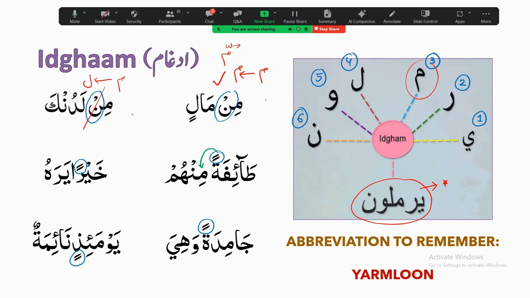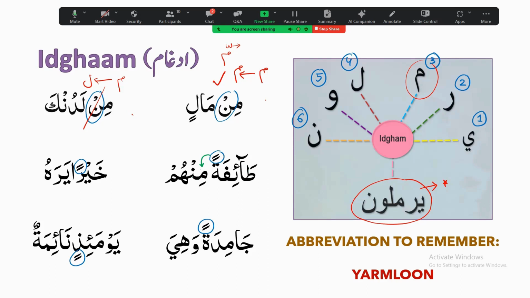Tam. So this way you cannot hear the noon from their noon sakin. Tam. Right? So why did we do this? Because we have applied the rule of idgham here, which says that if after noon sakin or tanween comes any letter from these six letters, we enter the sound of the letter that comes before the tanween, before the noon sakin, into the letter that comes after it. So we have done this thing.